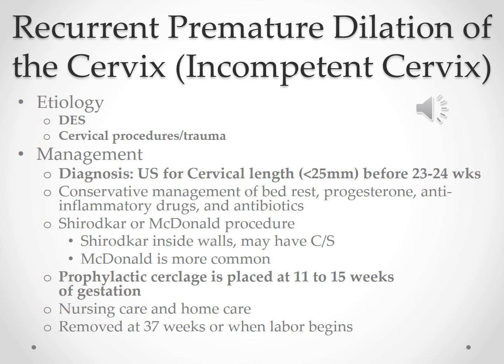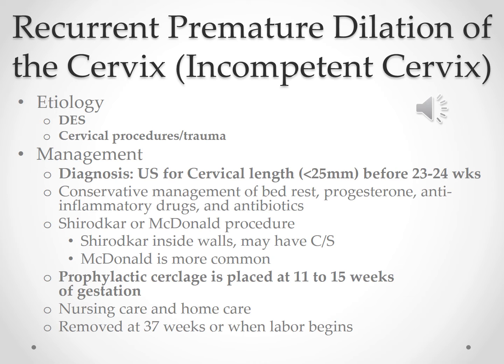Conservative management before you get into the surgical process is going to be keeping her on bed rest, progesterone therapy, antibiotics, anti-inflammatory drugs. But especially if it is a recurrent situation, you are going to do something more supportive, and that is going to be a cerclage. The Shirodkar or the McDonald procedure is the one that you see, McDonald being the more common one, but where they place it, through the walls or around the walls, is going to determine the type. And on the next slide we'll take a look at that.